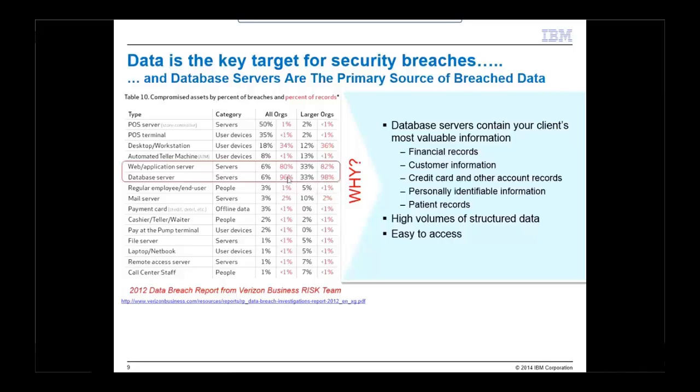And if you think about it, it makes a lot of sense. The kinds of information that these hackers are looking for are financial records, customer information and credit card information, and that kind of stuff is typically organized and put away in databases. So databases have our most valuable information. It's highly structured and it's very easy to access. So someone getting access to these database tables basically has the keys to the kingdom.